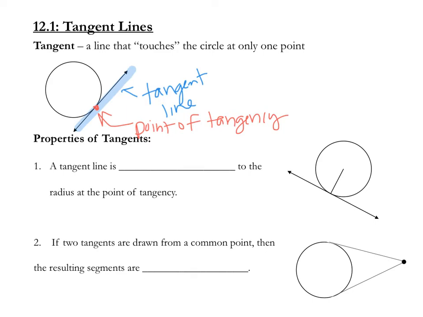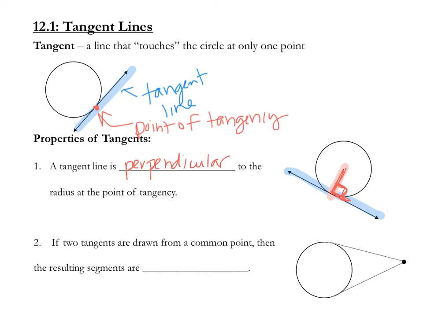So there's two big properties we're going to look at today. The first one says that a tangent line is blank to the radius at the point of tangency. So if you look at the picture, that's saying if we have a tangent line that meets up with a radius, it's asking for the relationship between those two, and the relationship, if you look here, is that they actually make a right angle. So we're going to fill in that a tangent line is always going to be perpendicular to the radius at the point of tangency. So that's going to be important today. We're going to be able to add right angles when we see a radius and a tangent line coming together.